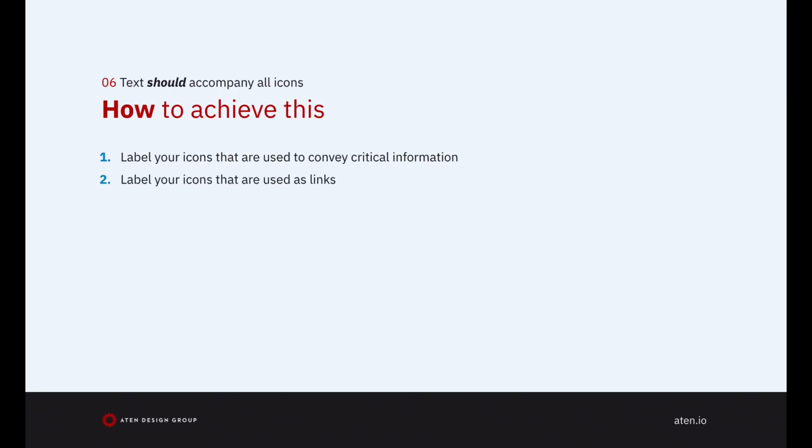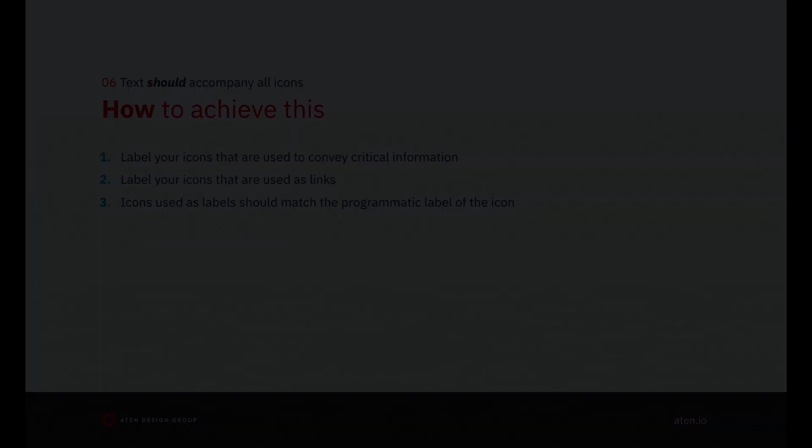Label your icons that are used as links. So if you have social media, for example, it should definitely be labeled. Some of those are okay because, again, this one's kind of funny, but there are instances for all of them. Icons used as labels should match the programmatic label of the icon. This is the more important one: you want to make sure that what users are visually seeing and what they're hearing align. So overall, just label your icons.